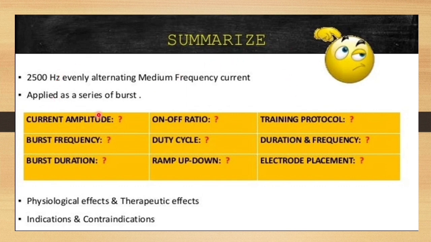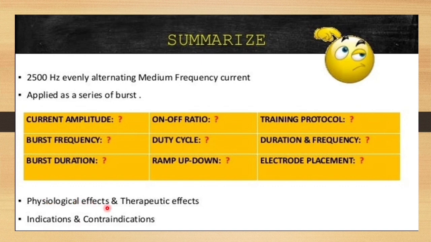So in order to summarize, this is a medium frequency current. Russian current is a 2500 hertz evenly alternating sinusoidal medium frequency current, and this is applied as a series of bursts, which is why it is known as tone burst current. Russian current is otherwise known as tone burst current. And coming to the current amplitude, burst frequency, burst duration, on or off ratio, duty cycle, ramp up and ramp down, training protocol, duration, frequency, electrode placement, these are the different parameters which I will summarize in the next slide.